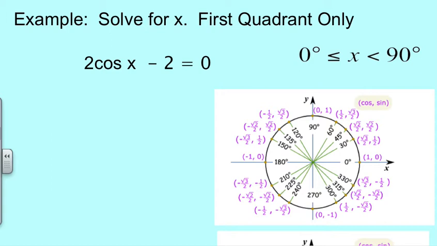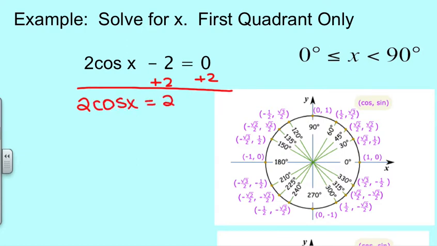Now this one's a little bit different because you can't just go straight to the unit circle. You can't just go straight to throw it in your calculator. You have to solve this equation by undoing. So the first thing we're going to do is add 2 to both sides. So you're left with 2 cosine of x equals 2. Then you want to undo the 2 on the left, so you're going to divide both sides by 2. And you're left with the cosine of x equaling 1.